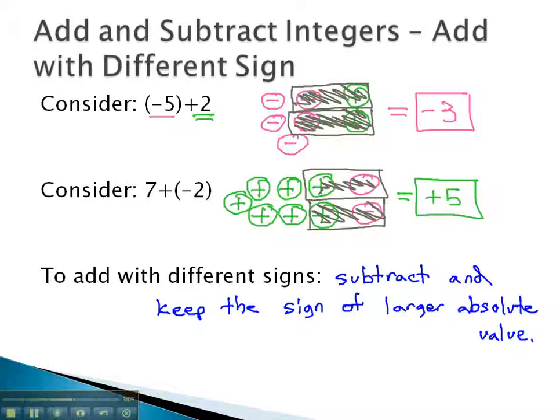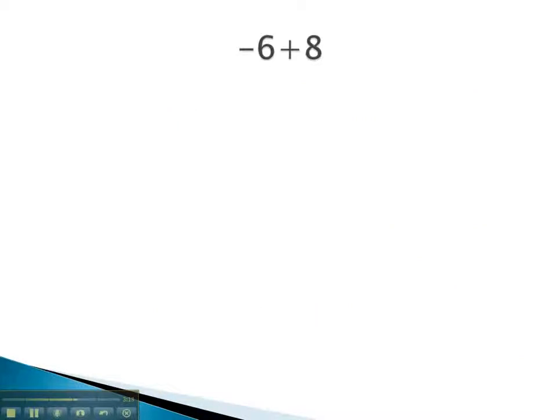Let's try some examples where we subtract and keep the sign of the larger absolute value without having to draw all these pluses and minuses. Here we have negative 6 plus 8. We have different signs, a negative 6 and a positive 8. We see that the positive number is bigger, so our answer is positive. There will be positives left over. How many left over? We'll subtract the numbers. 8 minus 6 is 2. Our answer is positive 2.